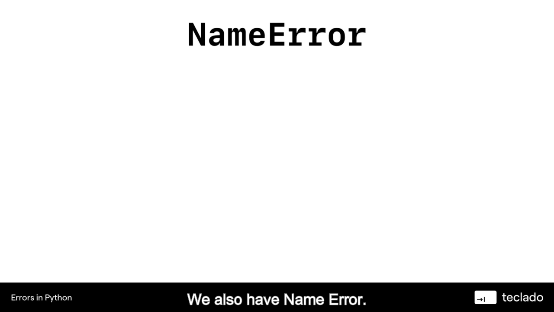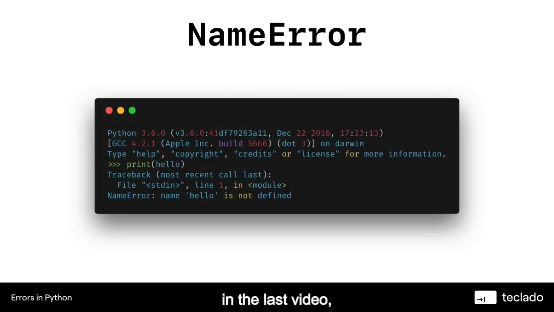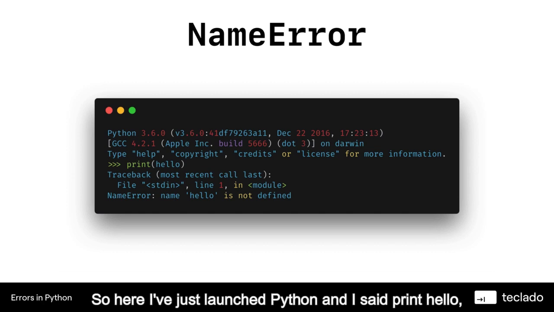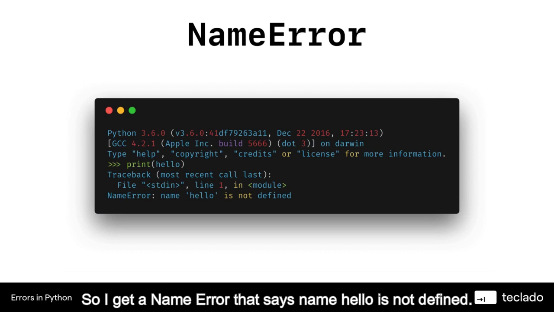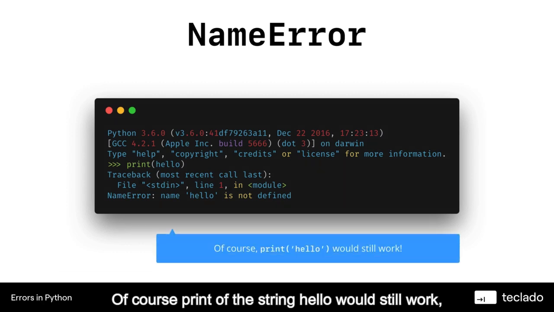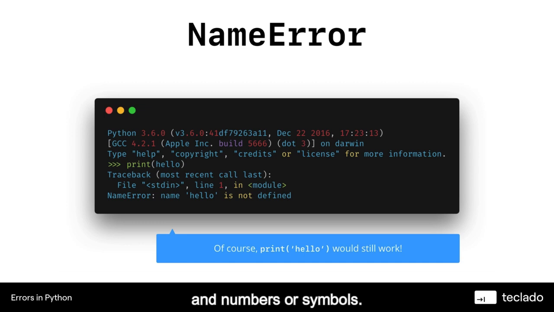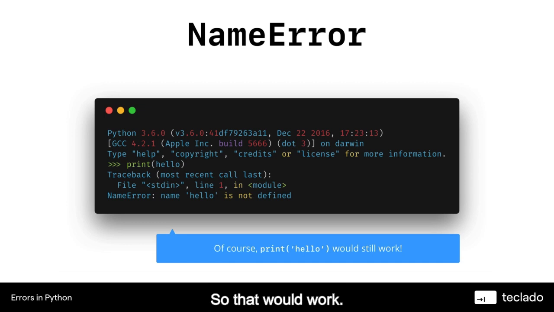We also have name error. And the name error happens, as we saw earlier in the last video, when the variable is not defined. So here I've just launched Python and I said print hello, the variable hello, but of course hello is not defined, so I get a name error that says name hello is not defined. Of course, print of the string hello would still work, because the string hello is just a set of characters and numbers, or symbols, and Python doesn't evaluate it to a variable at all. So that would work, but printing the variable hello doesn't work.